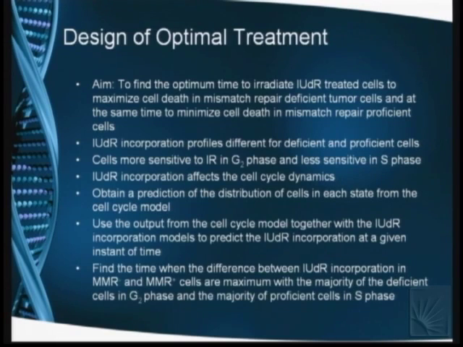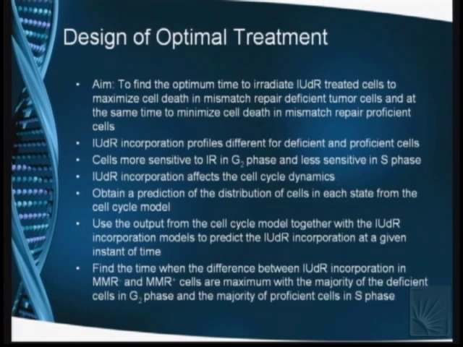And the biological facts we use in designing such an optimal treatment strategy is that the incorporation of this drug, IUDR, to proficient and deficient cells are different. And we want to actually find the time where this difference is maximum. And you want, of course, more incorporation into deficient cells, so you get more cell death in deficient cells when you apply IR. And another biological fact that we know is that cells are most sensitive to IR in G2 state, and they're less sensitive to IR in S phase.